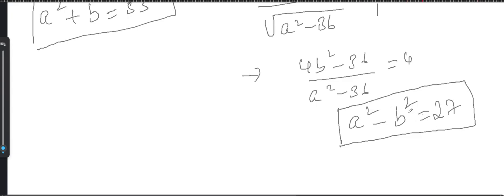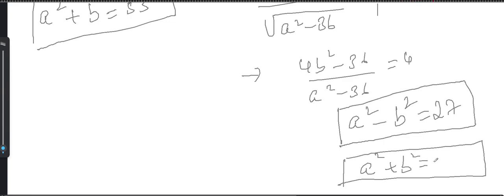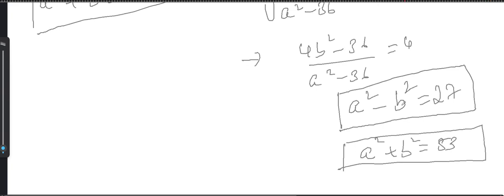The first condition is a square minus b square is 27. The second condition which we got just now is a square plus b square is equal to 53. Now after solving these two equations, we are going to get a is equal to 2 root 10 and b is going to be equal to square root of 13.